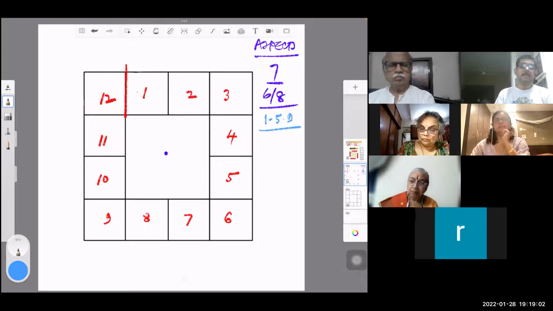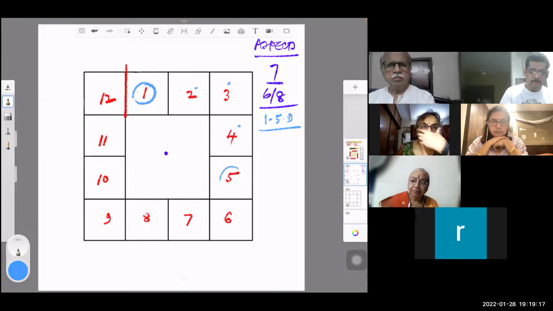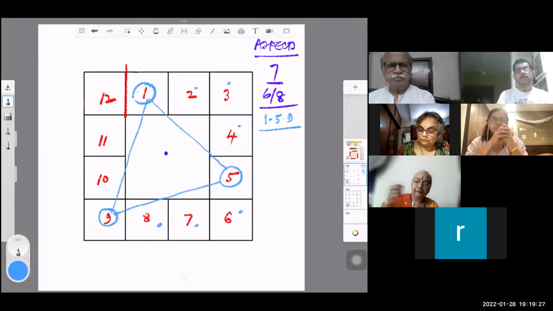Now, let's understand how to keep this in mind. Let's take a very simple thing. This is slightly complex, but if you understand the gist of it, it will be very easy. So pay attention. 1, 2, 3, 4, 5. Every fifth is an aspect. So 1, 5, 9 is this trine. Correct? All of us agree.